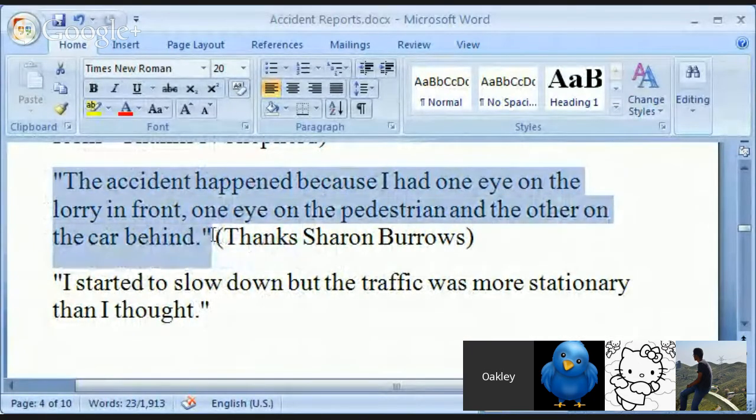This is also a pretty good one here. One more. "The accident happened because I had one eye on the lorry in front, one eye on the pedestrian, and the other on the car behind." How many eyes do you have? Indeed. The three-eyed motorist, three-eyed pedestrian, three-eyed driver here.